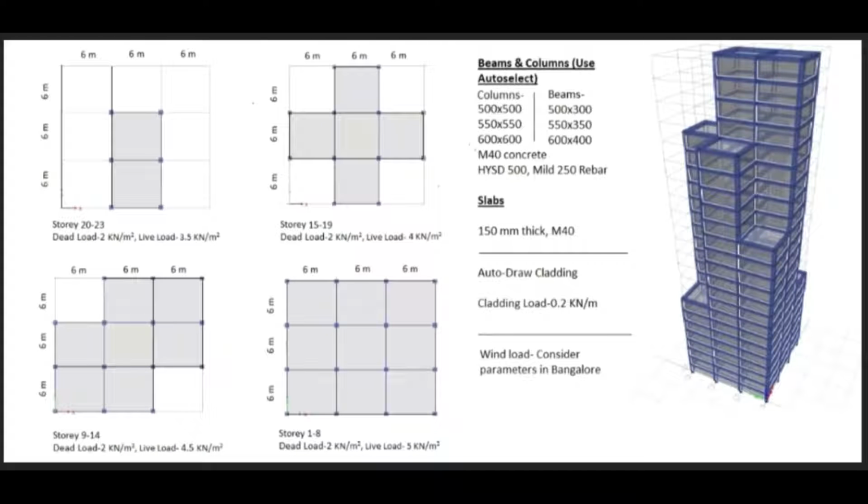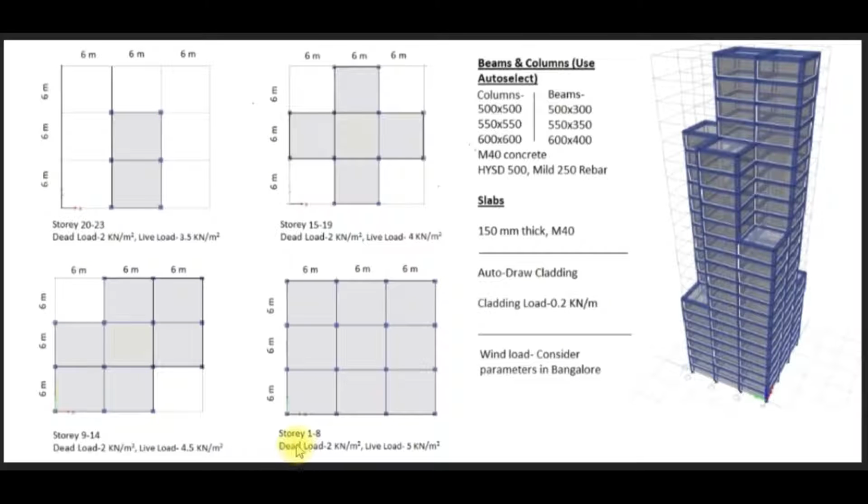So in this video we will learn to model this 23-story building in ETABS, and also we will learn how to design the structural elements. As you can see in this figure, this is a building and different stories have different floors. Basically, in this total building there are 4 types of stories or floor plans.